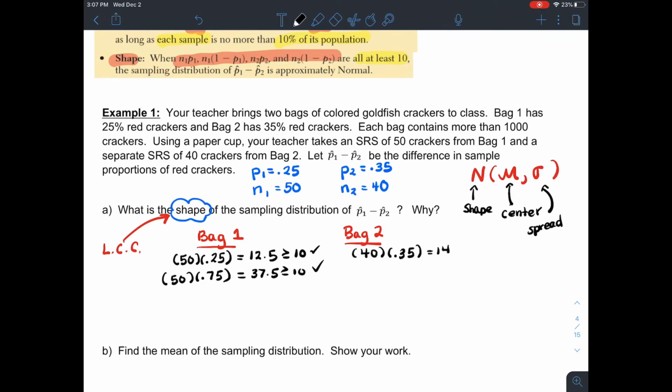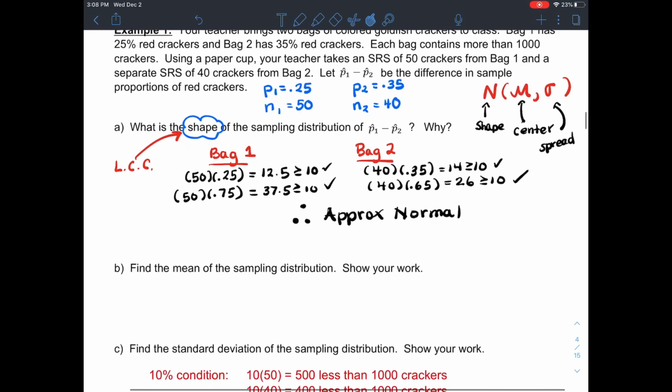I'm going to do the same thing over here for bag 2. Okay, and this is just the tedious part to this. I know this is tedious. The graders need to see that you are showing that these conditions are absolutely met. You cannot just write down that the number of expected successes and failures for both populations is at least 10. They need to see these substitutions. They need to see that you've done these calculations. And then our conclusion, we know that when we draw these 3 dots, that means therefore it is approximately normal. Okay, the shape for this sampling distribution.